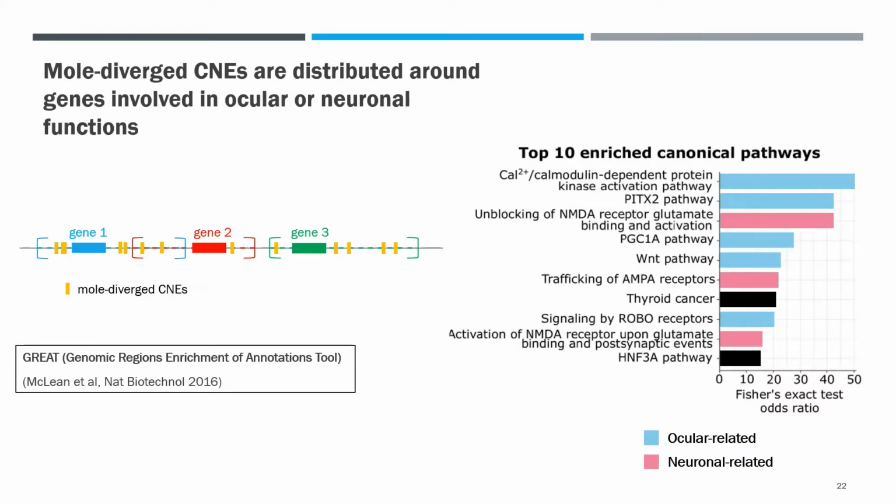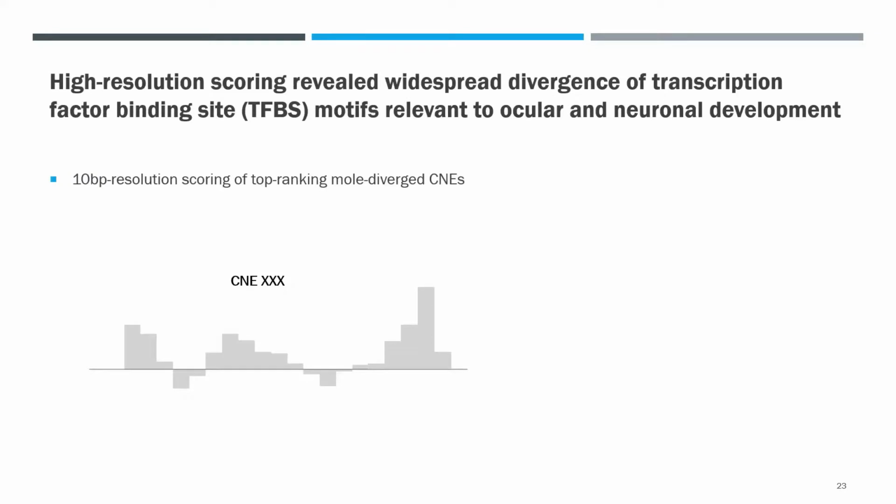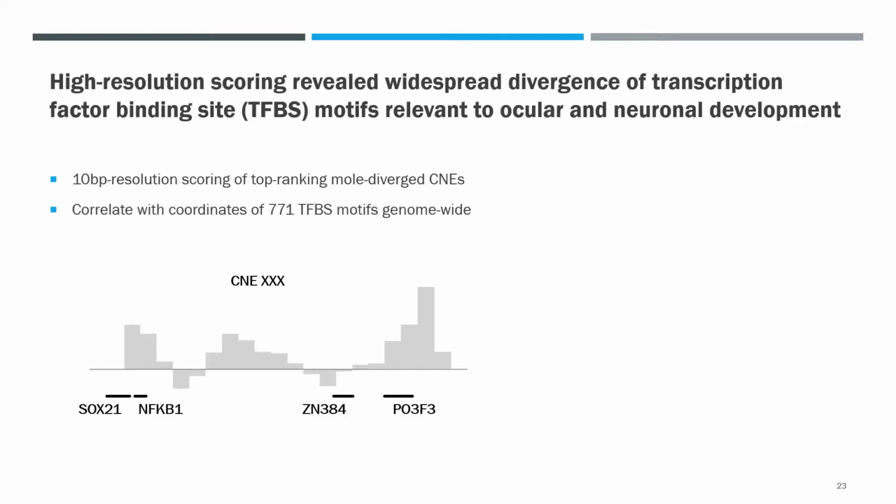And next, we also demonstrated the ability of phyloConverge to perform acceleration scoring at higher resolution. And to do this, we take our top-ranking mole-diverged CNEs, and we scored every 10 base pair position of the CNE for this acceleration, as shown by this illustration over here. And after we do that, we correlate these scores with the coordinates of about 800 transcription factor binding site motifs genome-wide, and this allows us to finally calculate the aggregate score for each of the TFBS motifs.